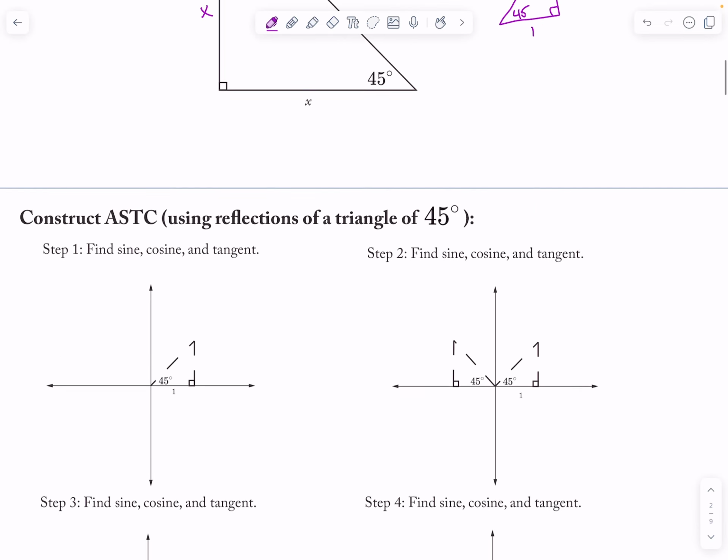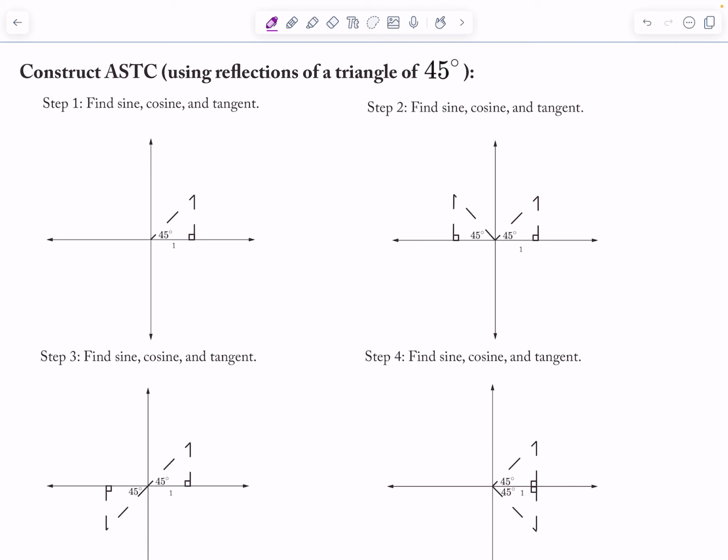Okay, so now we're going to construct something using reflections of a 45-degree angle. So we first start out, and I put my triangle in quadrant 1. If I label one side as 1, then my other side is also 1 because it's a 45, 45, 90. By the Pythagorean theorem, I get root 2 along my hypotenuse. So if I'm looking for sine of 45 degrees, sine of 45 degrees is 1 over root 2 because that is opposite over hypotenuse. Cosine of 45 degrees is adjacent over hypotenuse. And then the tangent is opposite over adjacent.